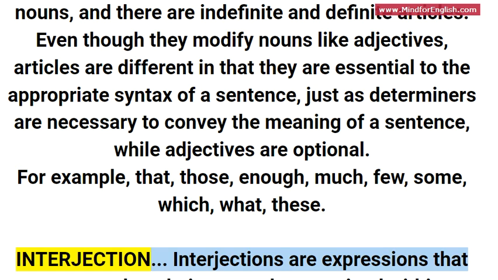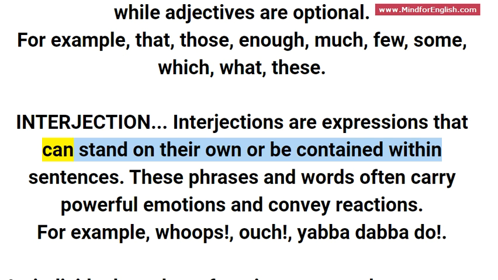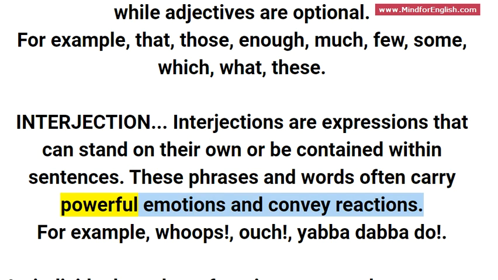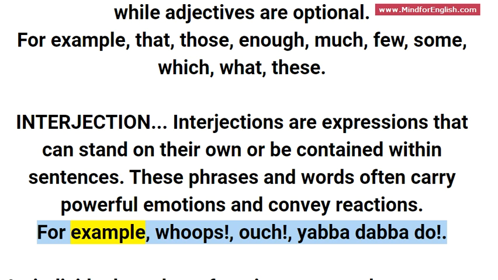Interjection. Interjections are expressions that can stand on their own or be contained within sentences. These phrases and words often carry powerful emotions and convey reactions. For example, whoops, ouch, yabba dabba doo.